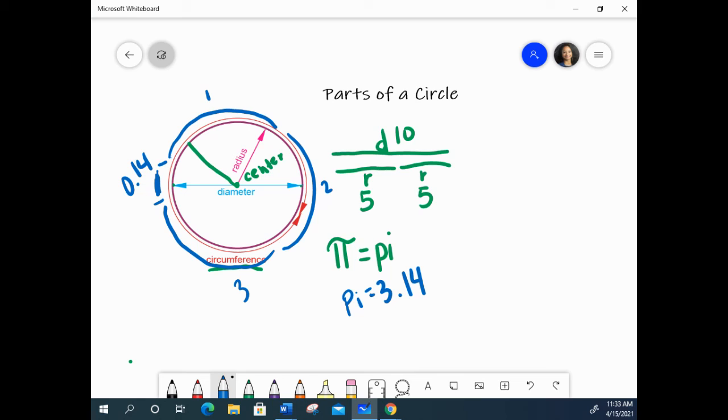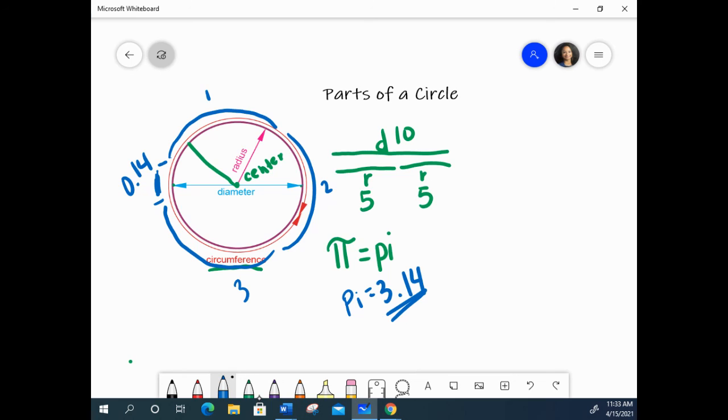Now pi is irrational. That does mean that it goes on and on and on, but usually we just abbreviate it or make it rounded to 3.14. So pi is the distance around, or how many times it takes a diameter to go around a circumference.